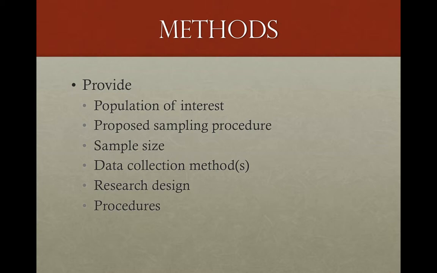Guys, provide an overview of the population of interest, proposed sampling procedure. Hopefully we've got a random sample. If not, explain why you couldn't get a random sample and why you selected the group of individuals that you selected. Talk about your proposed sample size, how you're going to collect your data, talk about your research design, and talk about the procedures.